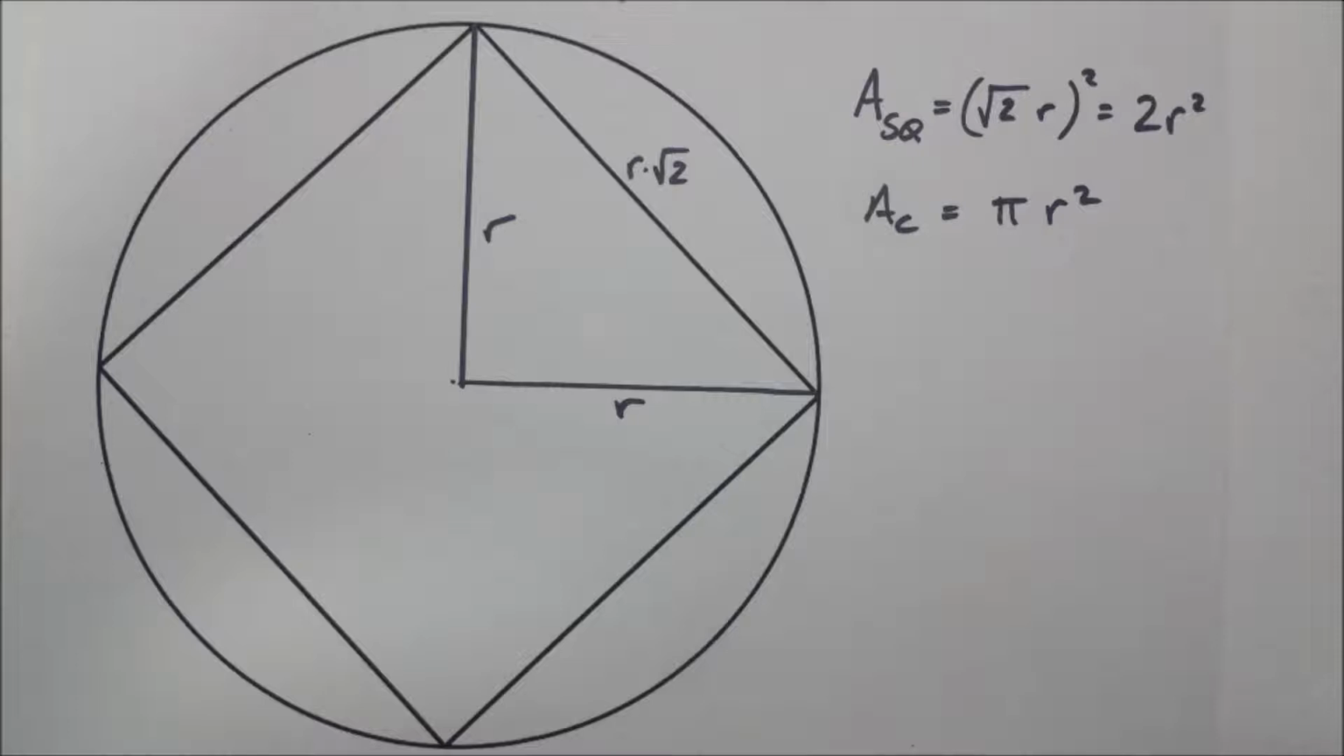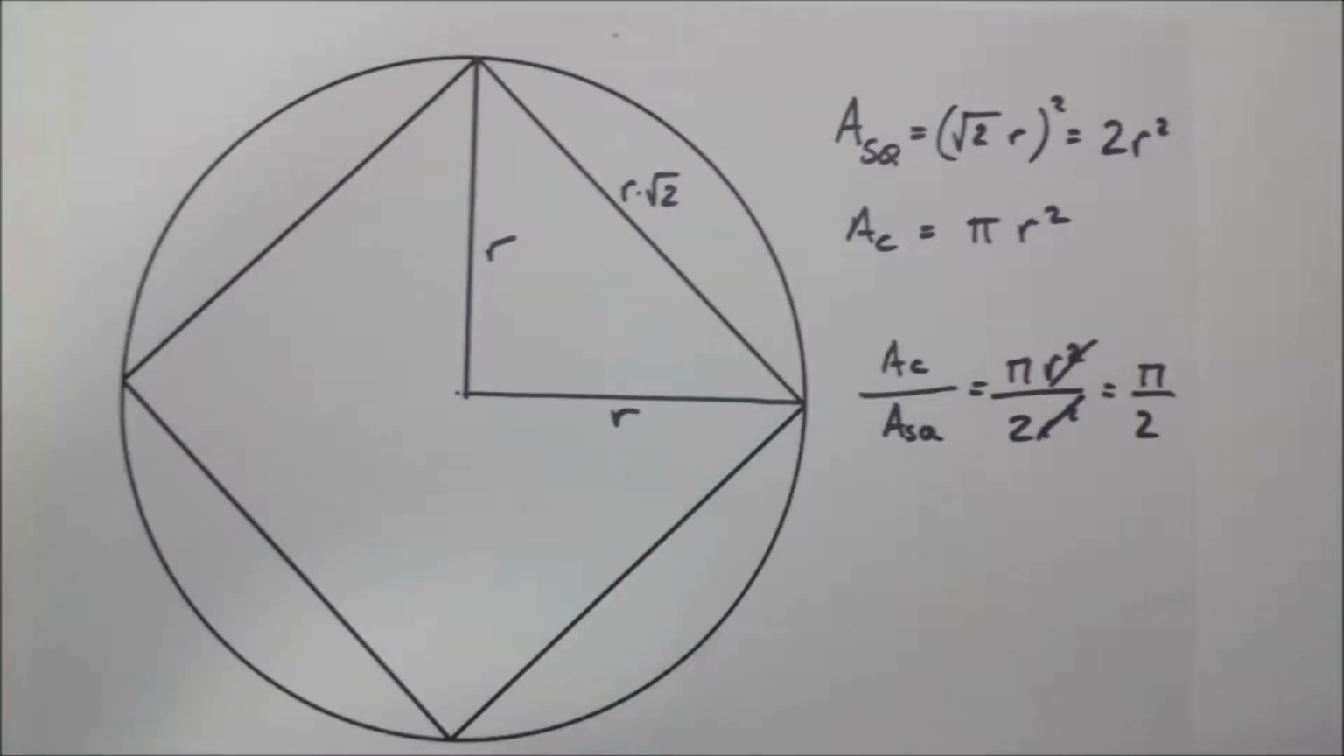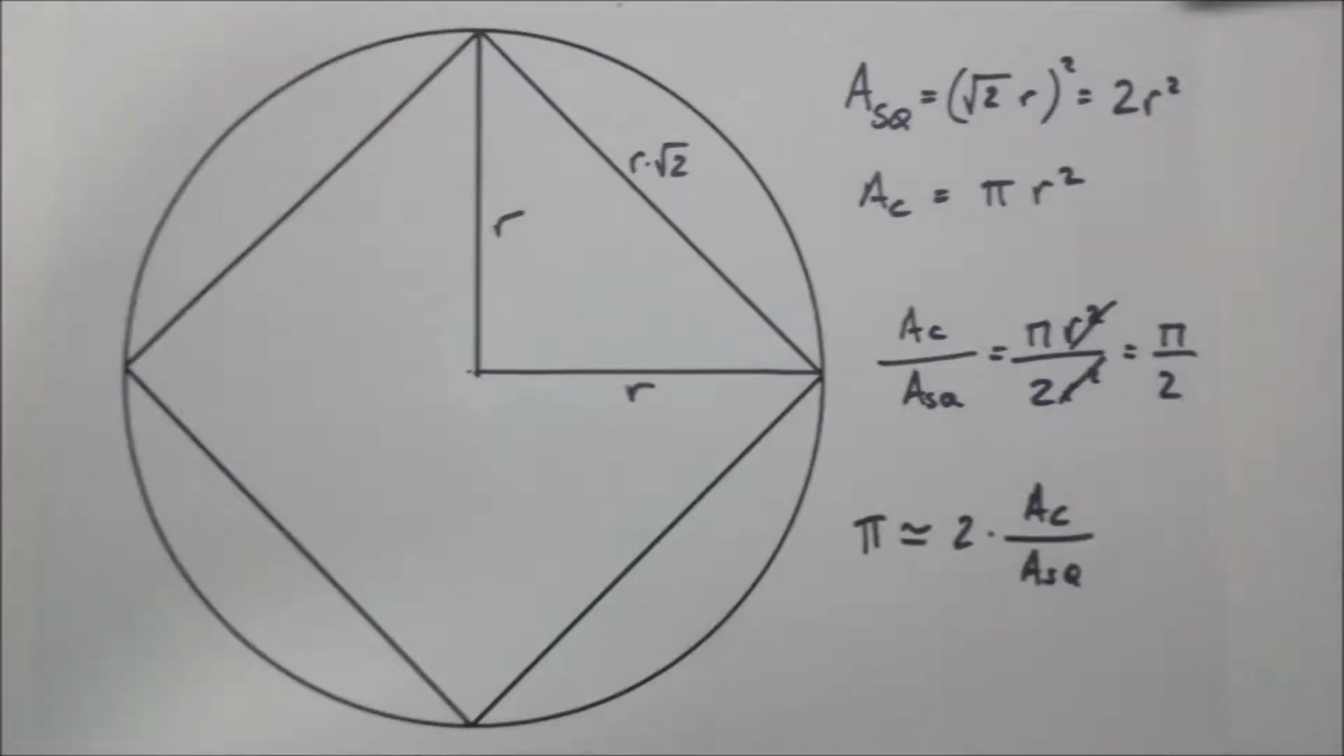the area of the circle is pi times r squared. If we calculate the quotient of both areas, the square of the radius is cancelled out, and we obtain that this quotient is equal to pi over 2. We have found a way to calculate pi by measuring the areas of both the circle and the square, calculating the quotient and multiplying it by 2.